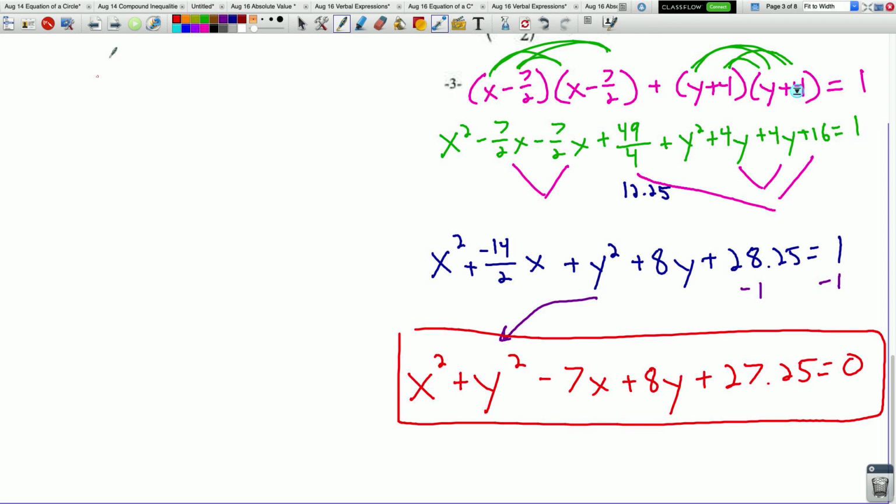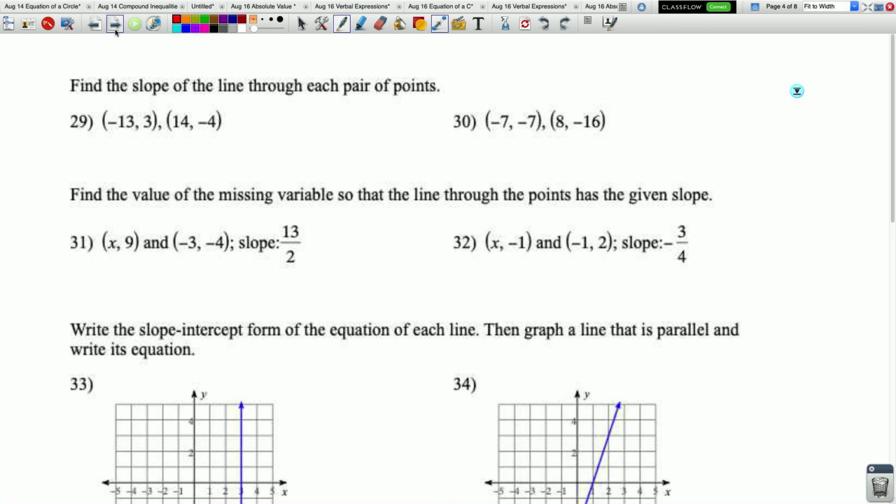All right, moving on to the last page here. Find the slope of the line through each pair of points. We need to use the slope formula for this: y2 minus y1 over x2 minus x1. And label your points x1, y1, x2, y2.